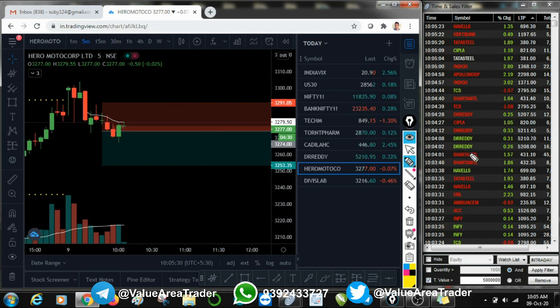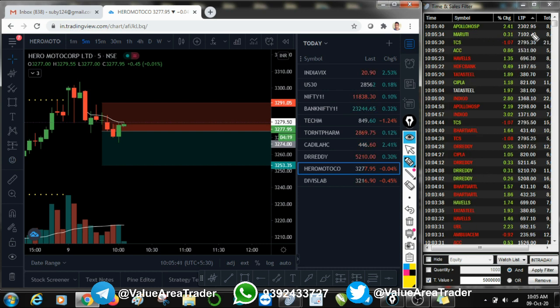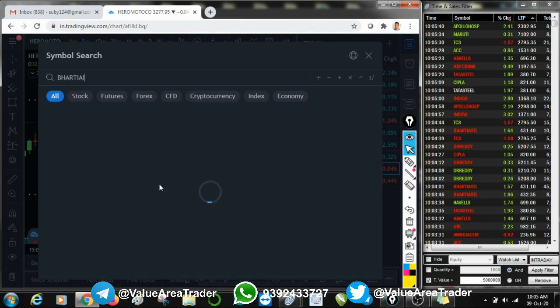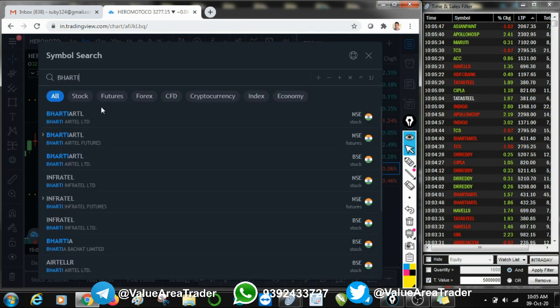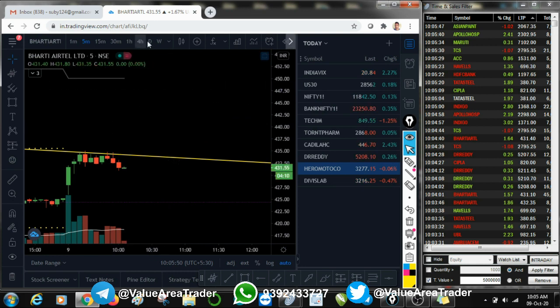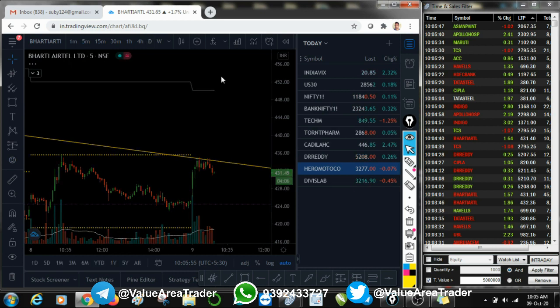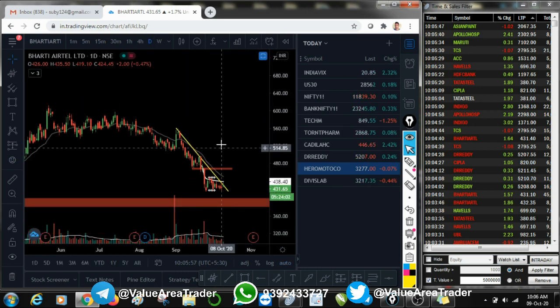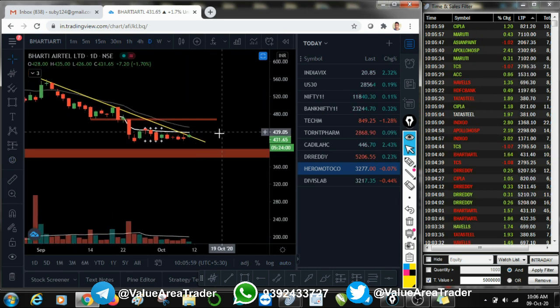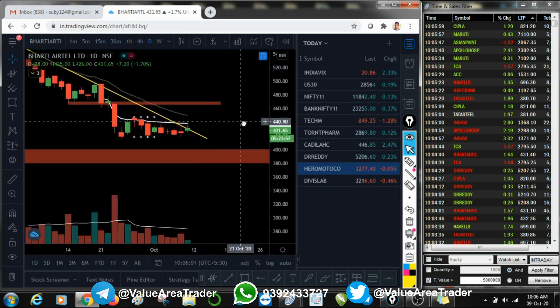So let's see some more trades. 4 crore 50 lakh trade in Bharti Airtel. That's a big order. Maruti, TCS. Let's see what is happening in Airtel. Okay, it just got reversed from a big trend line. I think I have a big trend line in place, and that just reversed the price for Airtel.